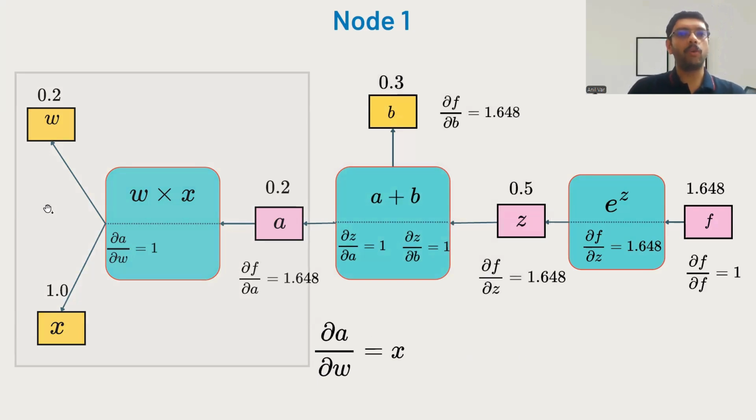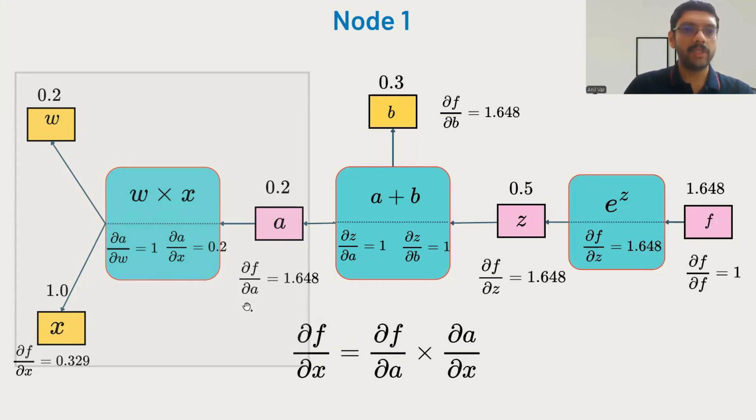And so now, moving to node 1, we know ∂f/∂a, which has been pushed to us, is 1.648. We want the local gradients. So ∂a with respect to w, ∂a/∂w, is the derivative of this with respect to w. It's a multiplication, and w and x are independent. So ∂a/∂w is x. In our case, x is 1. So ∂a/∂w is 1. And ∂a/∂x is w. In our case, w is 0.2. So ∂a/∂x is 0.2.